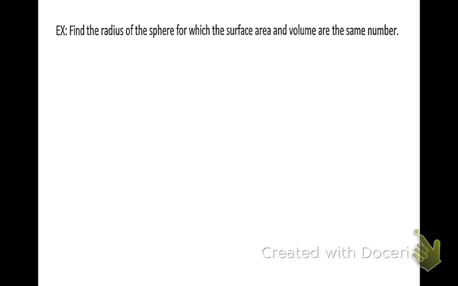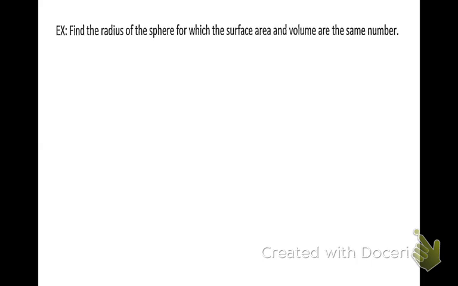Find the radius of the sphere for which the surface area and volume are the same number. How could we do this? The radius of the sphere. Yes, Shatish. We said 4/3 pi r cubed has to equal 2/3 pi r squared. No, not 2/3. Wait, I meant pi r squared each. Nope.